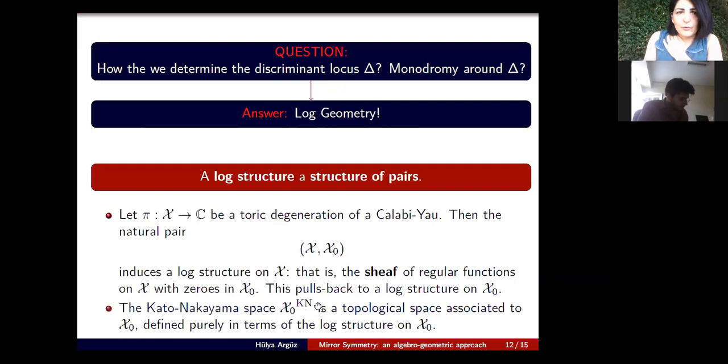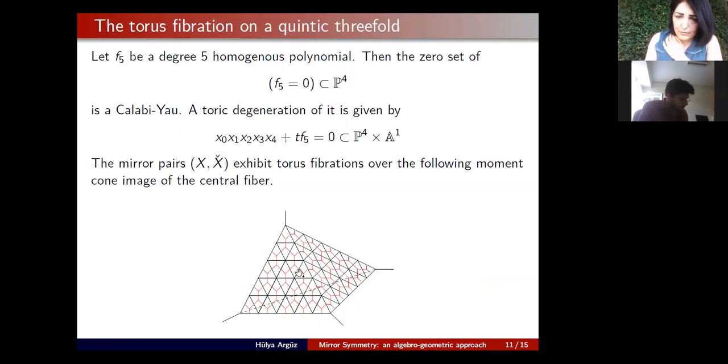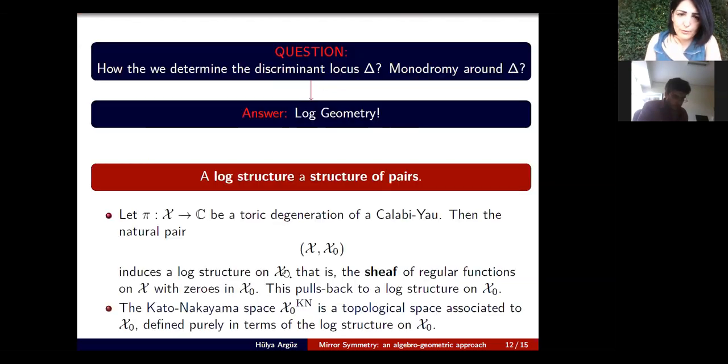Okay, and the difficult question that I roughly mentioned is, how do I understand this discriminant locus? How do we draw this discriminant locus? And how do we understand the monodromy data around the discriminant locus, which is important if you want to understand how to construct fibrations, even on a topological level, on the mirrors? And the answer is given by log geometry. So we keep track of everything we need in terms of sheaves, and these are given by log structures. And this is the framework of log geometry.